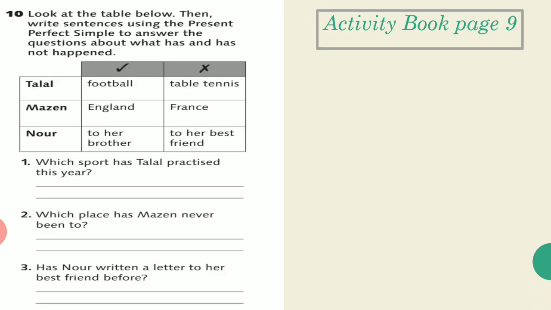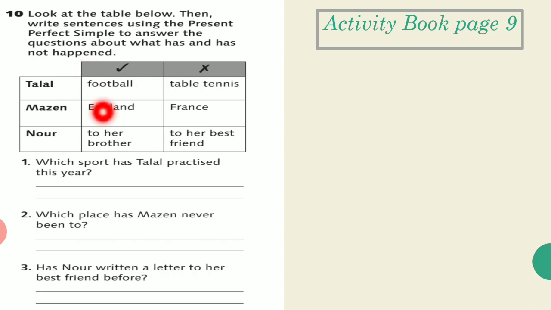Let's move to the next exercise, and it is in activity book page 9, and it is exercise 10. Now, exercise 10 says, look at the table below, then write the sentences using the present perfect simple. So we have to answer the questions using the present perfect. Now, as you know, the present perfect is made by putting the subject plus has or have plus verb 3 or the past participle. So let's answer the questions about what has and has not happened.